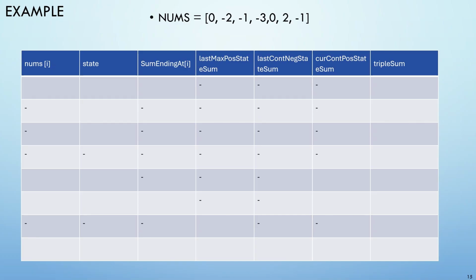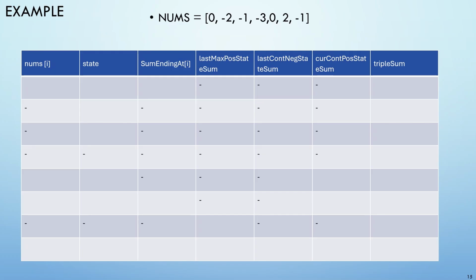Let's now understand it through an example. So we have the array having 0, -2, -1, -3, 0, 2, -1. Let's see how this algorithm will help us find the maximum Trionic sum from this array.